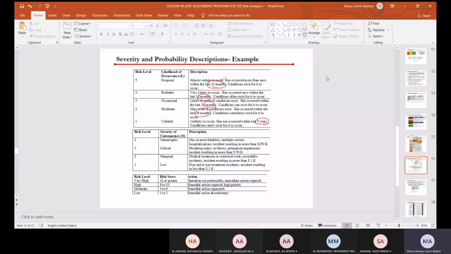As for the other one, where you talk about the severity of consequences, it talks about the impact on people in terms of fatalities, serious hospitalizations, incidents resulting in more than 250,000 in losses. So it gives you a financial impact here. Disabling injury or illness, permanent impairment, that's on people, resulting in more than 50,000 in losses.